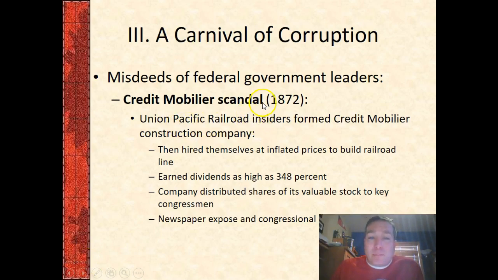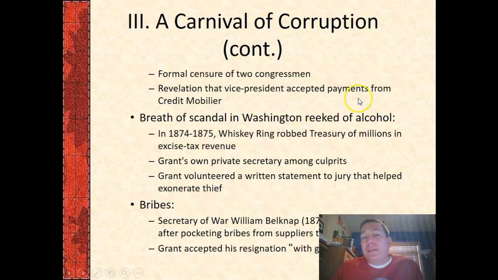Like if you remember our Credit Mobilier scandal, where the Union Pacific created a fake company called the Credit Mobilier so that they could then pay themselves double, and they also gave gifts of stock to congressmen and the Vice President of the United States, and as a result, they're able to scam the government out of millions of dollars. And we see that being one of many different scandals that's taking place.